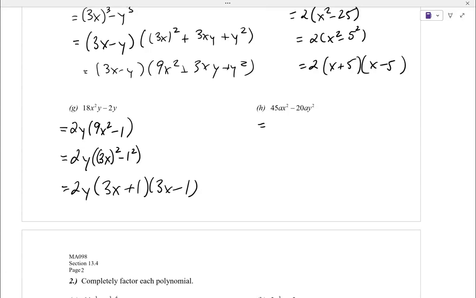Again, looking at this one, what's the first thing you should always look for in any factoring problem? GCF. What can you factor out? 5A? Good. Yeah, 5 goes into 45 and into 20, and there's certainly an A in both terms. When you factor out 5A, what are you left with? Good, exactly right. We're left with 9x squared in the first term and 4y squared in the second term.